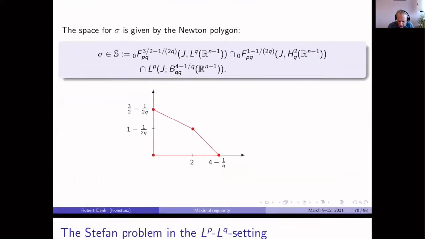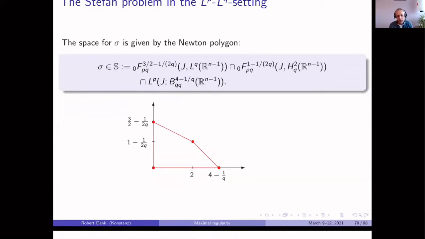And the spaces, of course, for sigma, it has the same Newton polygon, but again, of course, it's now a mixture, an intersection where I have Triebel-Lizorkin spaces. So I'm in the Triebel-Lizorkin scale with respect to T, and I'm here in the Sobolev-Slobodeckij scale with respect to X. So I have either Bessel potential spaces or Besov spaces if it's non-integer. So here you can see in a natural way, here appear all scales. Bessel potential for integer, Besov for non-integer Sobolev spaces, and Triebel-Lizorkin with respect to time. But the result is exactly the same.